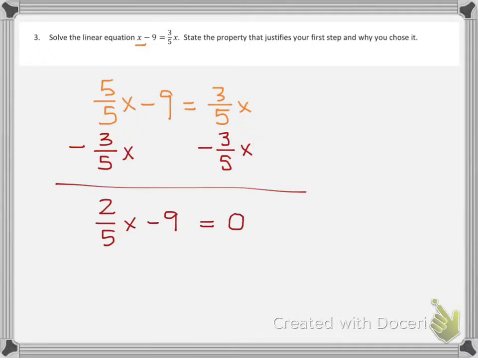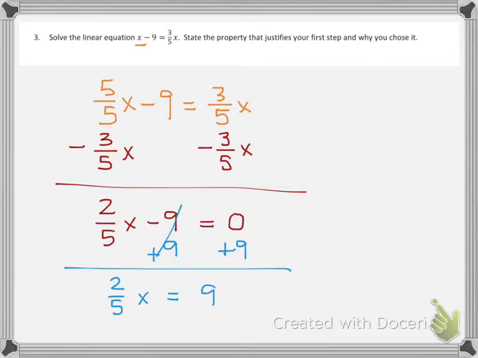And now I can use the equality property of addition to undo the subtraction. Let's do that next. I'm going to add 9 to both sides to balance the equation. That leaves me with 2/5 x is equal to 9.